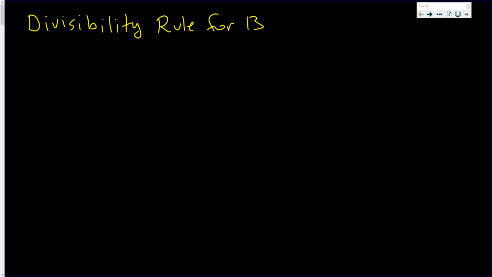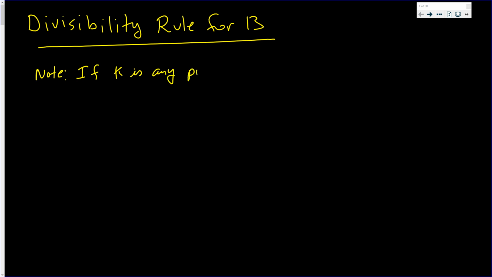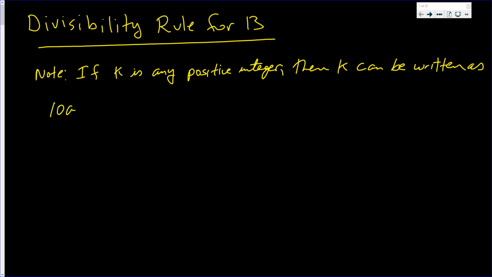In this video, we're going to derive one of many divisibility rules for 13. First thing we need to note is if k is any positive integer, then k can be written as an integer multiple of 10 plus a digit. So let's state that.